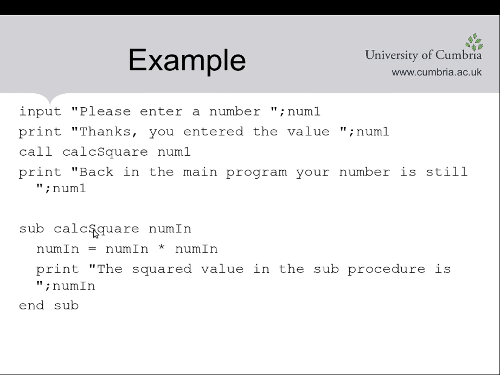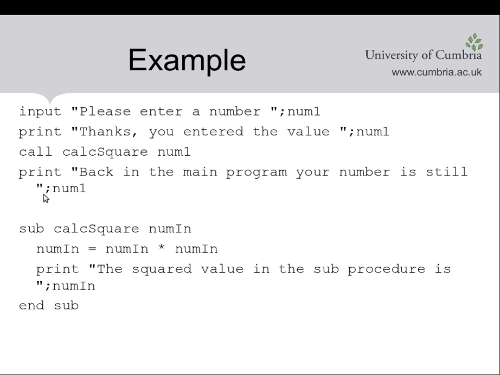So inside this sub-procedure we also have a local variable. Notice this is slightly different. This is a different name, numin. So this definitely is a different variable to that one. And inside here, this variable numin is squared. It's assigned a new value, which is the result of itself multiplied by itself. And inside this function we can then output the value of that calculation. So print the squared value in the sub-procedure is, and then output the new calculated value.